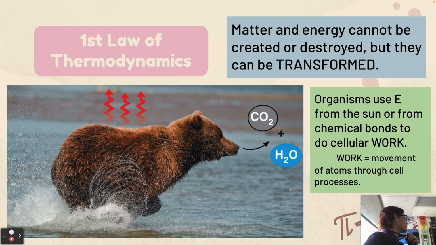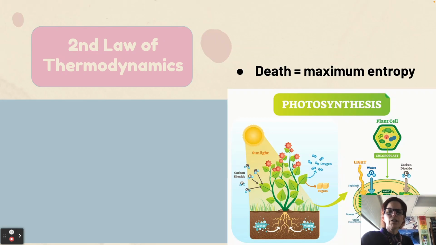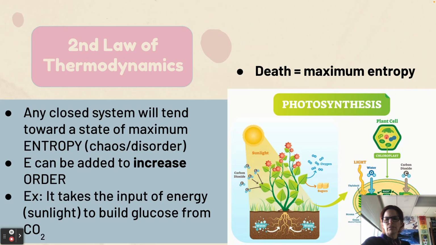Okay, first and second laws of thermodynamics. Just reminding you, matter and energy cannot be created or destroyed, but they can be transformed. So organisms use energy from the sun or from chemical bonds to do work. And work is moving atoms through cell processes. The second law of thermodynamics, we talked a little bit more about. That's where we were introduced to the word entropy, which is chaos. And we said that the universe is constantly heading toward chaos because everything is losing energy.